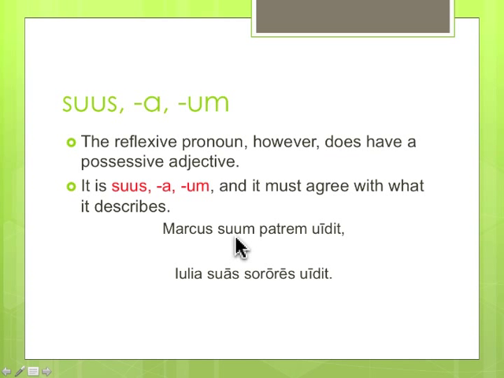We use suum here because the his here is referring back to Marcus. This is Marcus's father we're talking about. So Marcus saw his father, or maybe Marcus saw his own father, is Marcus suum patrem videt.